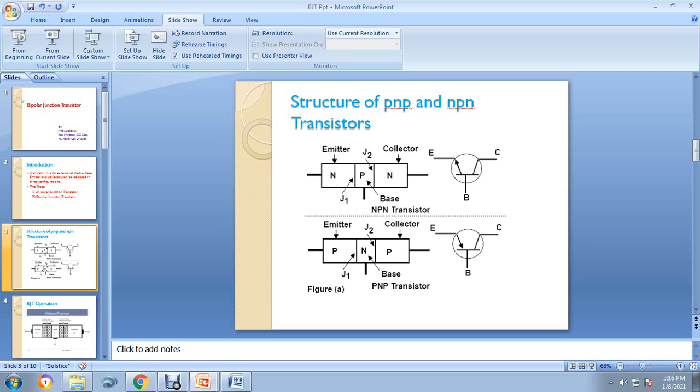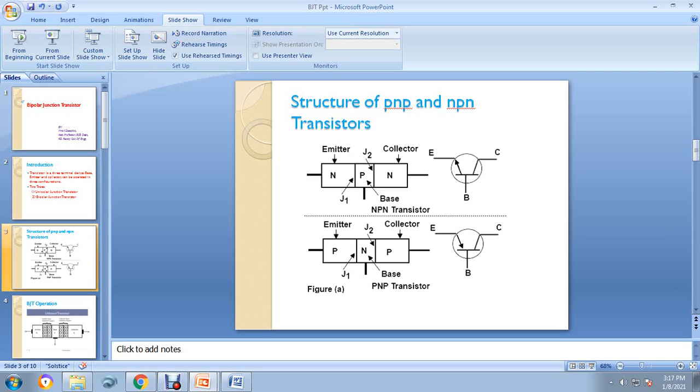Coming to the NPN transistor, when one P region is sandwiched between two N regions, it is called an NPN transistor. Here the first terminal is named the emitter, the middle region is the base region, and the last region is the collector region. The connection between each N and P region is called a junction. Here we have three regions, so we have two junctions. These junctions are also called depletion regions or barrier potential.